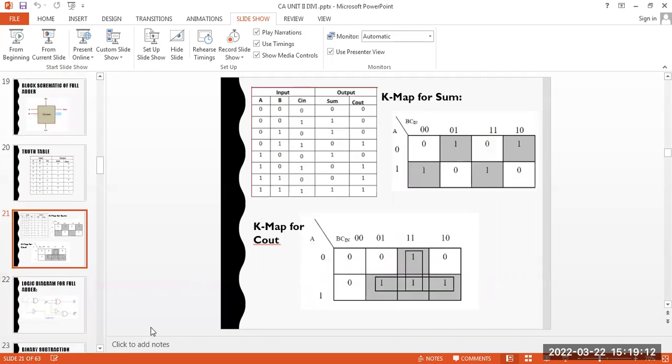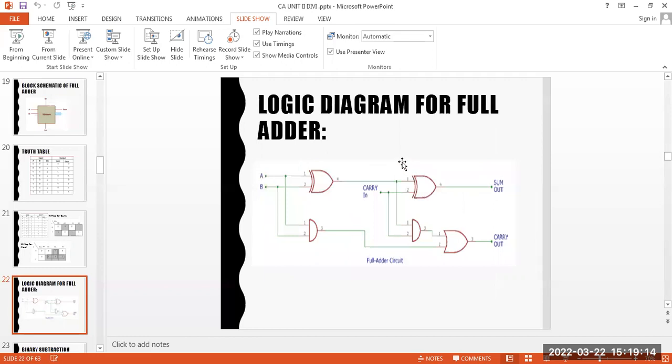From this truth table, we calculate the logical diagram for the full adder. Here we use gates, taking the carry in from the previous logical gate as an input for the current logical diagram, and we get the output from the gate. So this is the representation of the half adder and full adder.